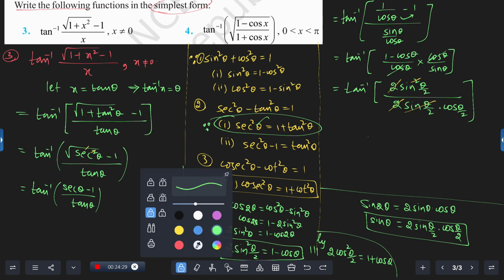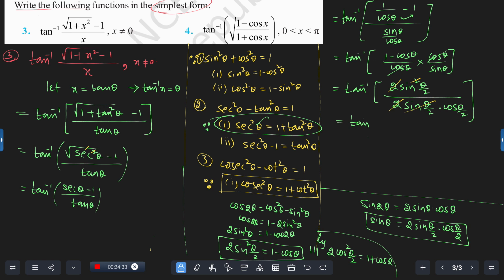So what do I have remaining inside then? Sin by cos. What can you say sin by cos is, children? Tan. Very good. Tan inverse of tan theta divided by 2, just tan, not inverse. So tan inverse tan if we cancel, what you will be getting? Theta divided by 2. What is theta we have?